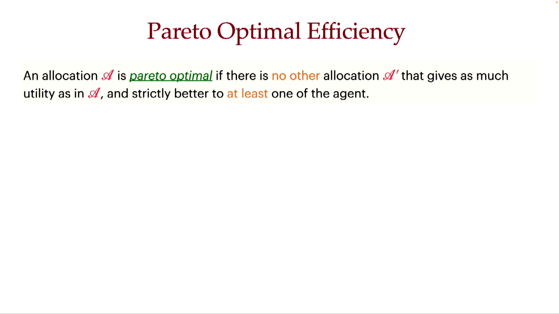So this is the definition. Just to recall, this is the definition of Pareto optimality. An allocation A is Pareto optimal if there is no other allocation A prime that gives every agent as much utility as in A and is strictly better for at least one agent. I am left with actually two algorithms and then one PB lecture.